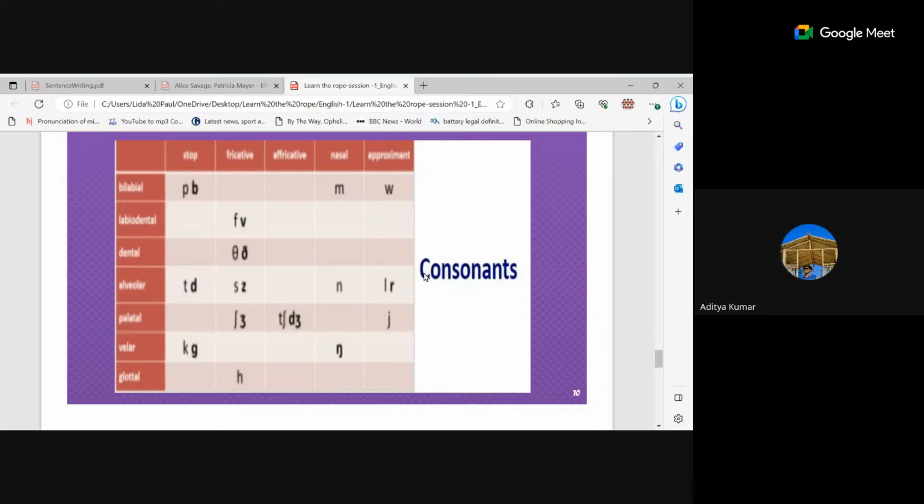The velum has to be lowered so that the air can pass through the nasal cavity. So you have ma, na, nga. This is the one that I was talking about. This is the nga sound, as you hear in words like ring, sing. The last sound in the word ring, sing or singer, okay?